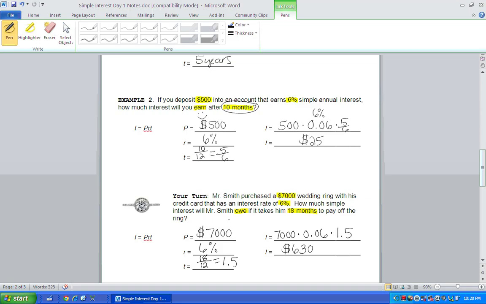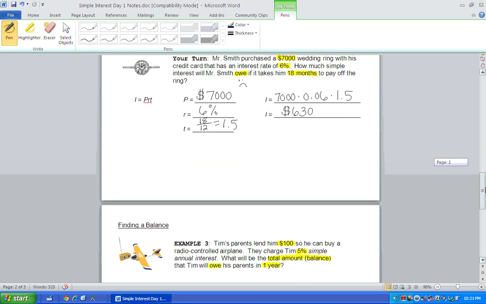Now this is an example of bad interest, or negative, because Mr. Smith is going to have to pay back the $7,000 for the wedding ring, and then he's also going to pay an additional $630 that he owes in interest. Okay, example 3.